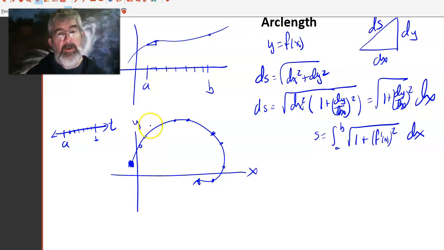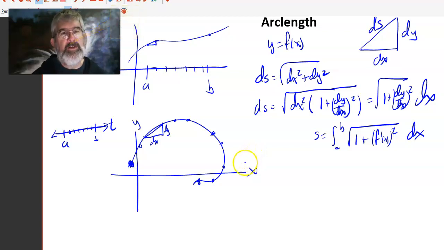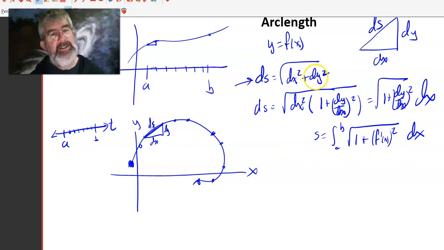But each one of those little segments here, those little bits of curve, we approximate by a straight line segment where, again, there's a dx here and there's a dy. Now, if this was in 3D, there would also be a dz, right? A little change in x, a little change in y, a little change in z. And the arc length, ds, is that diagonal. And again, there is this relationship right here. Right? Now, instead of factoring out a dx squared, let's factor out a dt squared.